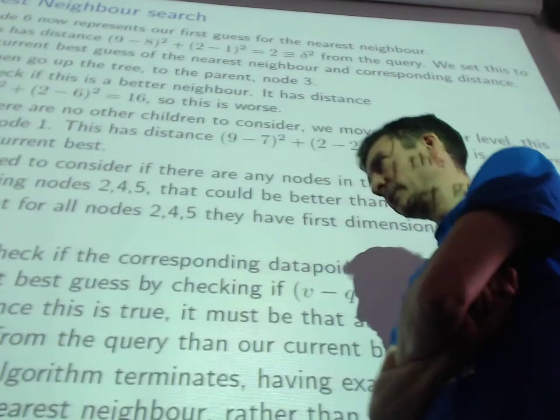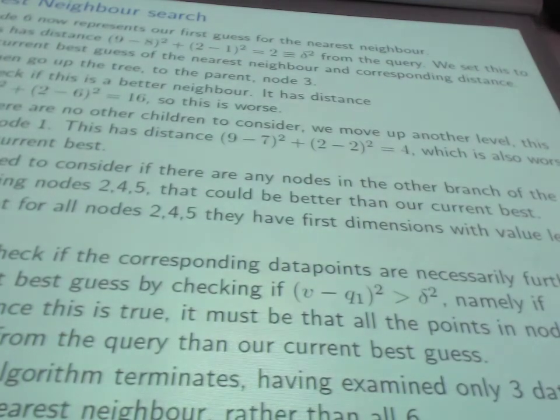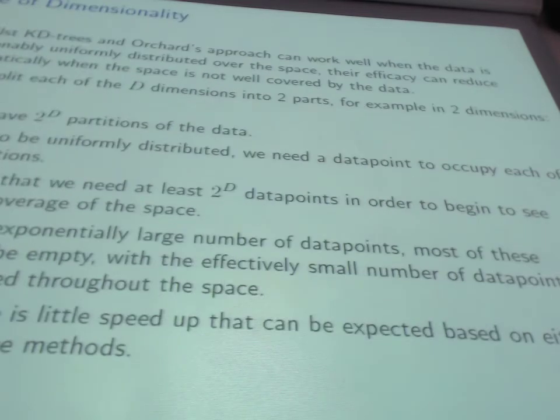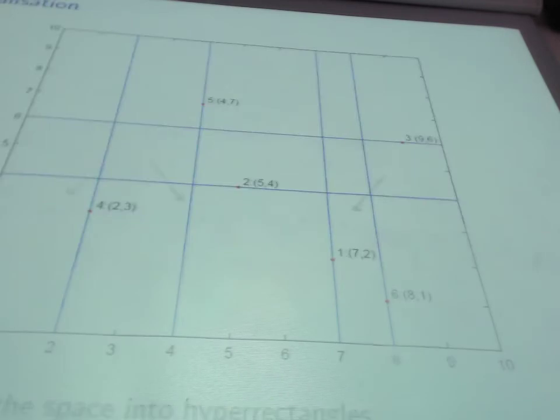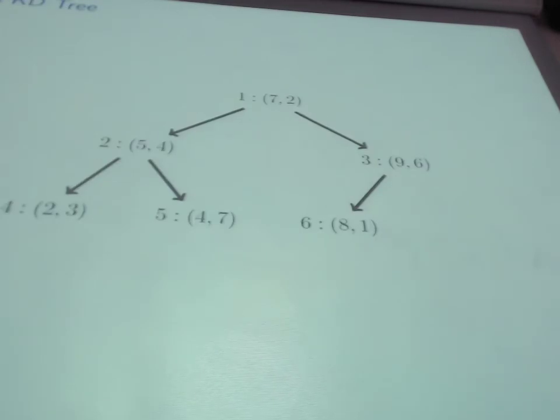Okay, so that's bigger than our current best, which is 2. So that means whatever y values those points have, they're only going to make the square distance bigger than 4. So you can forget about all those points on the left branch. So that's good. In this case, you're done. That's the general idea.